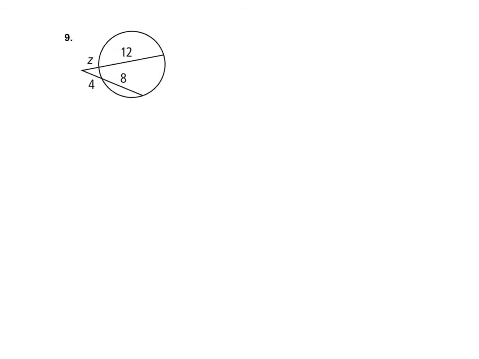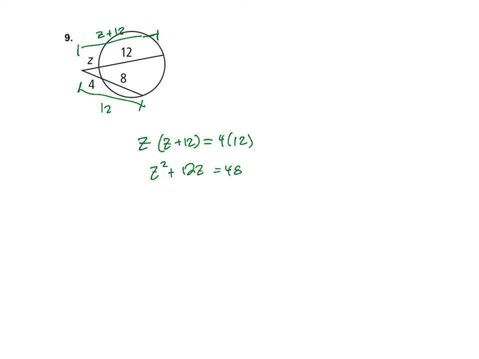Right, so the next one, again, the whole segment is 12. And this one entire segment is C plus 12. So it's the outside part times the sum of the segment, C plus 12, equals 4 times 12. Right, so C squared plus 12C equals 48. So C squared plus 12C minus 48 equals 0.